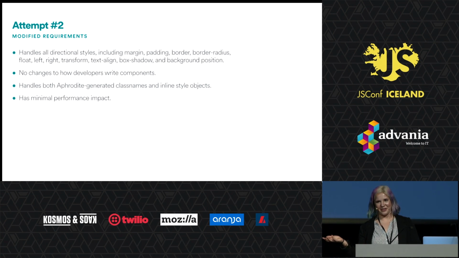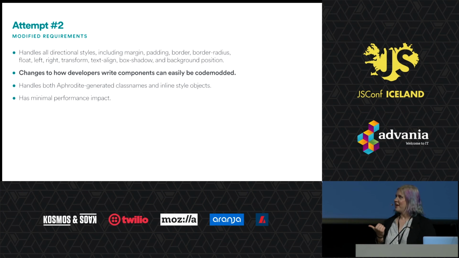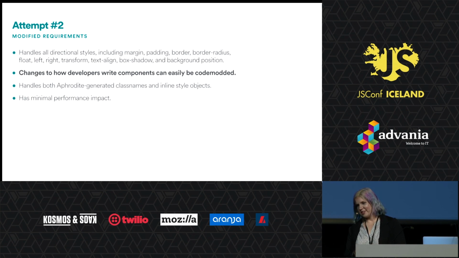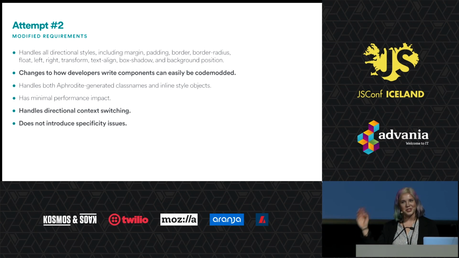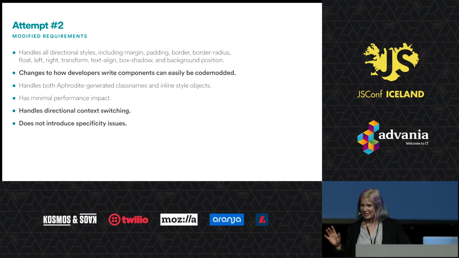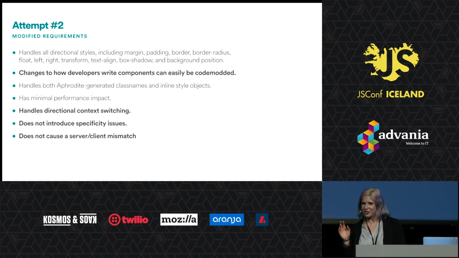Looking back at our original requirements, we made one small change, which is that we would allow changes to our components as long as they were easily code moddable. So as long as we could make those changes in a manufactured way via script. We made sure we wanted to handle directional context switching, that there were no specificity issues, so descendant selectors were probably out, and that specifically there wasn't a server-client mismatch on some occasions.